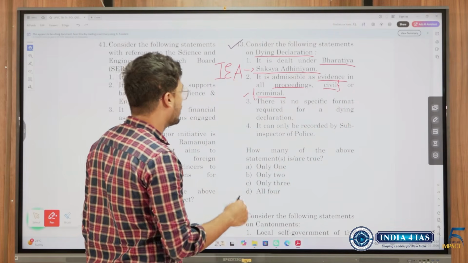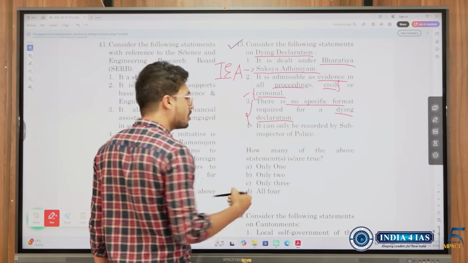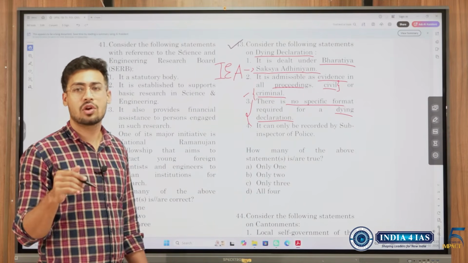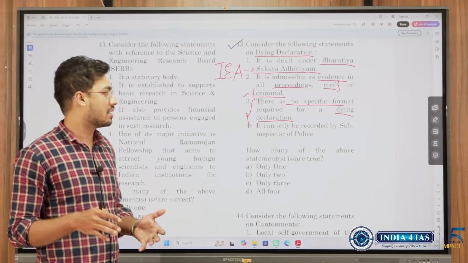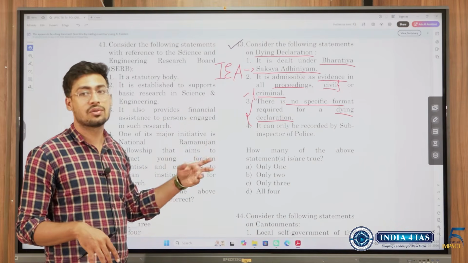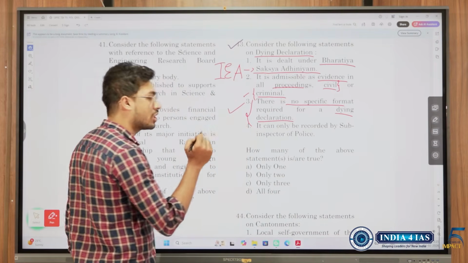Okay, there is no specific format required for a dying declaration. See, a person who is dying, we do not expect him to write in some letter or write in formals or make that person type something. When he is dying, all we want is, we just want to listen to the person in whatever format it is. So there is no specific format. This you should have thought it to be correct.